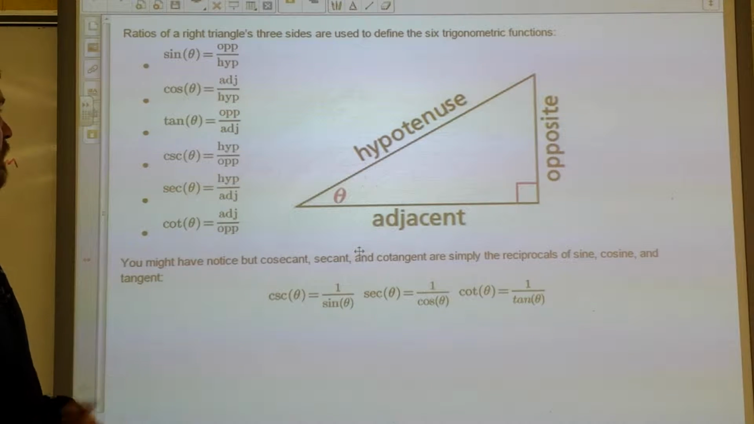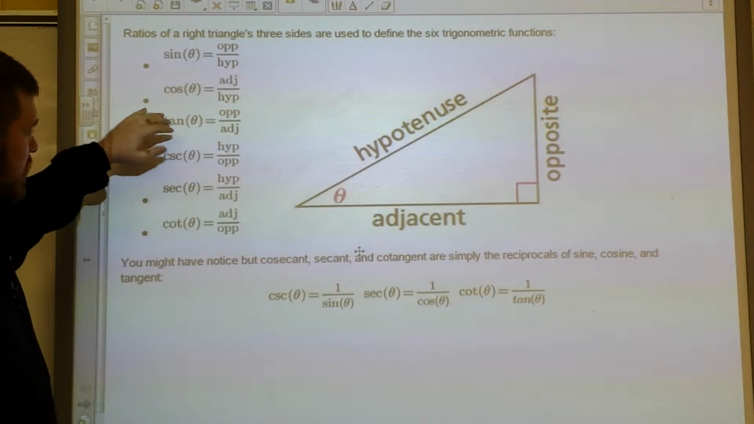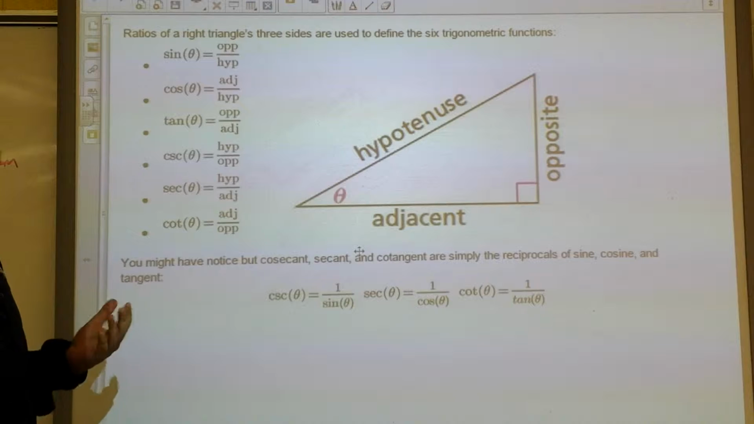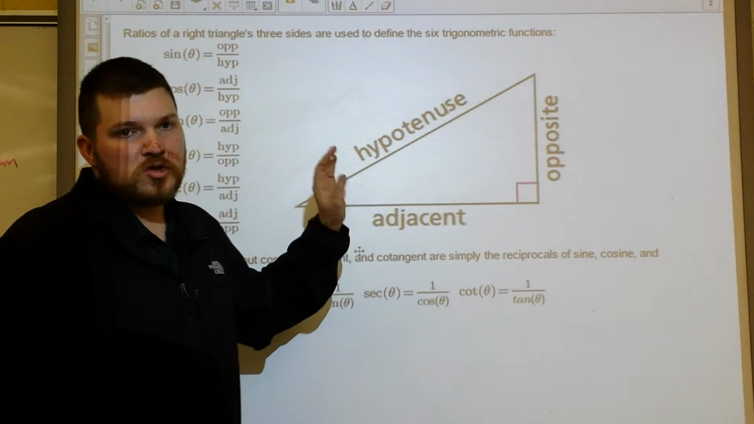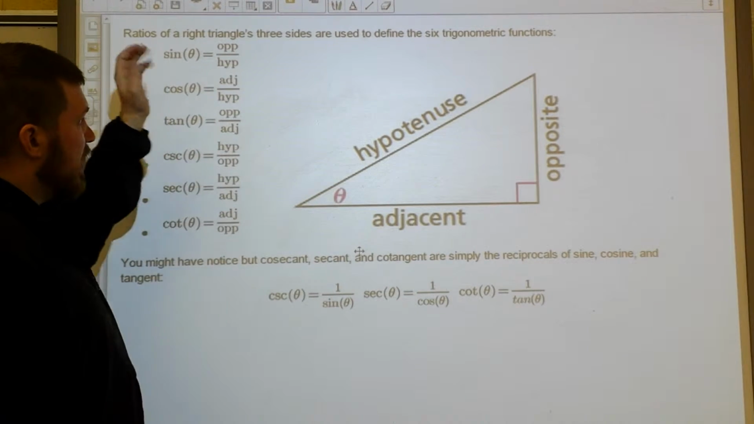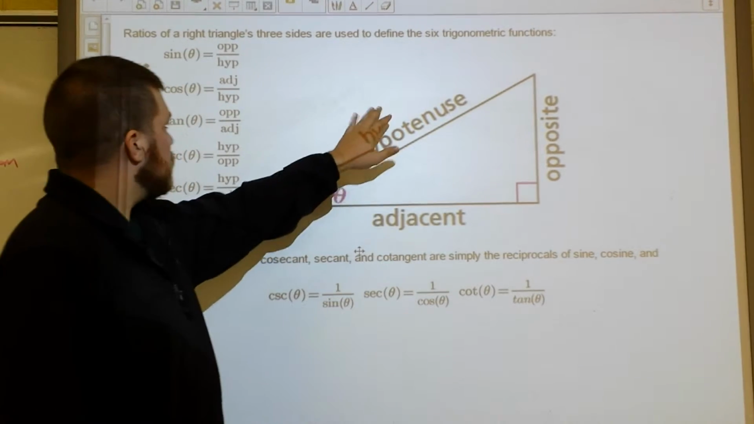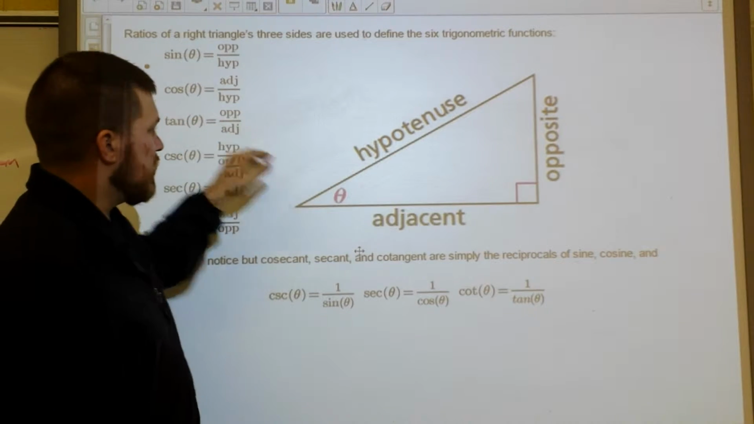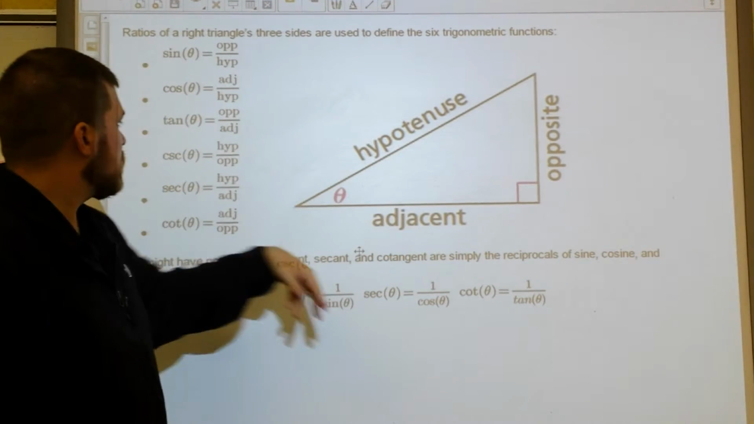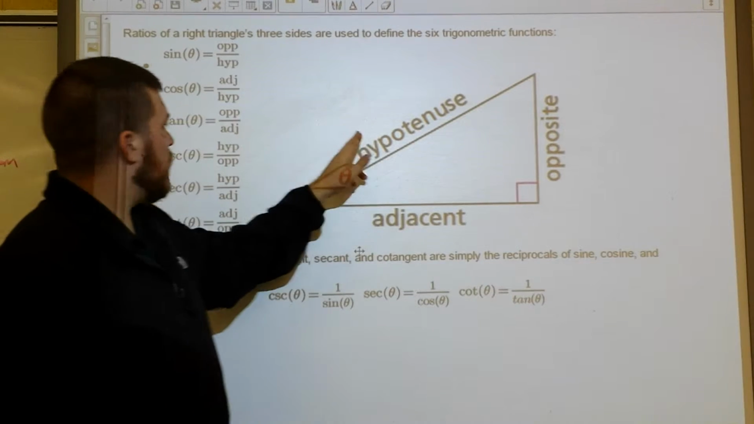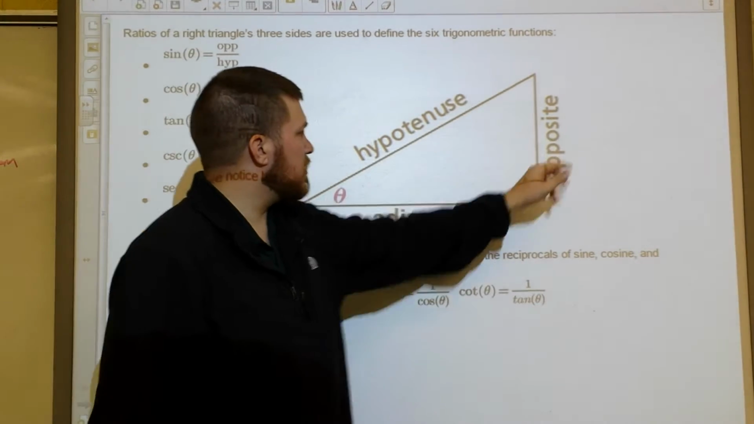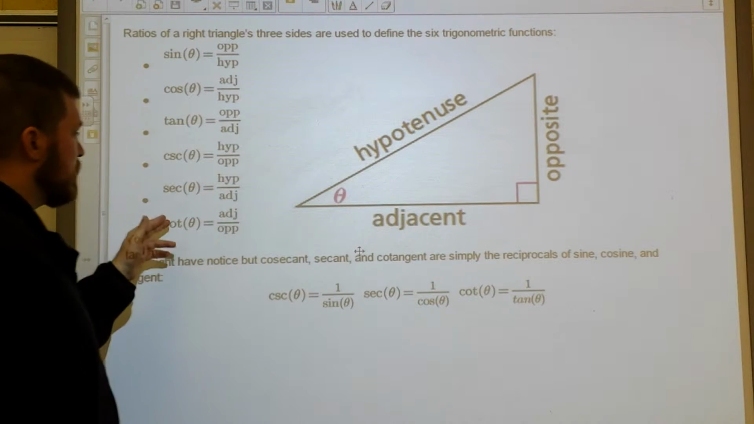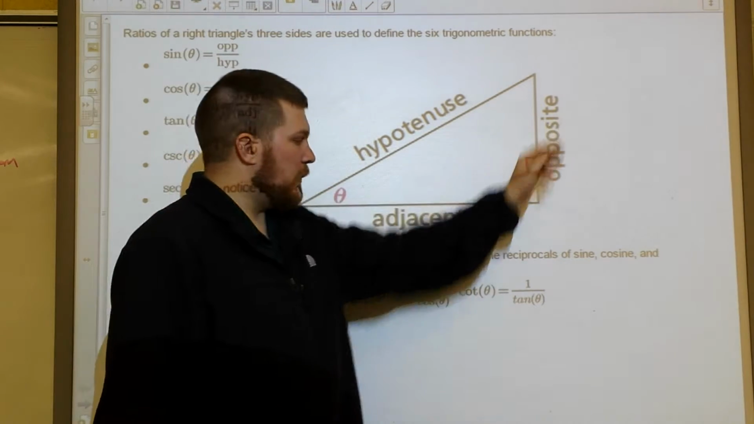Again, you probably have heard of these before: sine, cosine, tangent, cosecant, secant, and cotangent. These are all based off the sides of a right triangle. So for instance, sine is opposite over hypotenuse, cosine is adjacent over hypotenuse, tangent is opposite over adjacent, cosecant is hypotenuse over opposite, and secant is hypotenuse over adjacent, and then finally cotangent is adjacent over opposite.